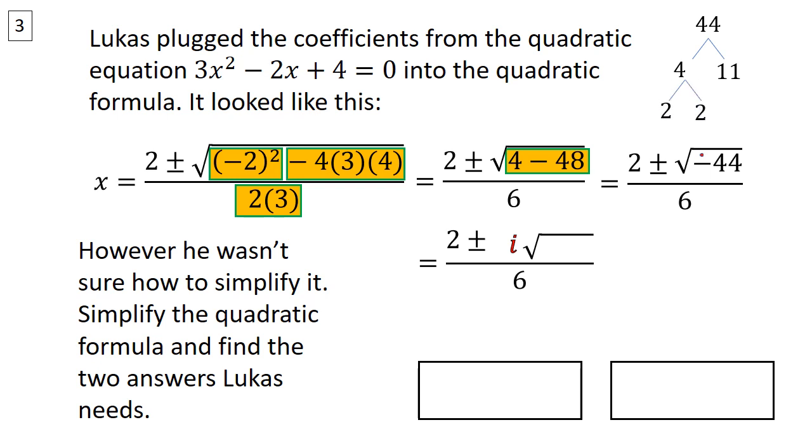When can I take something out of a square root? When I have a pair. And I have 2 2's right there. 2 2's inside will give me 1 2 on the outside. That 11 doesn't have a buddy, so it's stuck inside. So now we've got 2 plus or minus 2i square root of 11 all over 6. I've simplified that square root as much as it can, including pulling out the i.